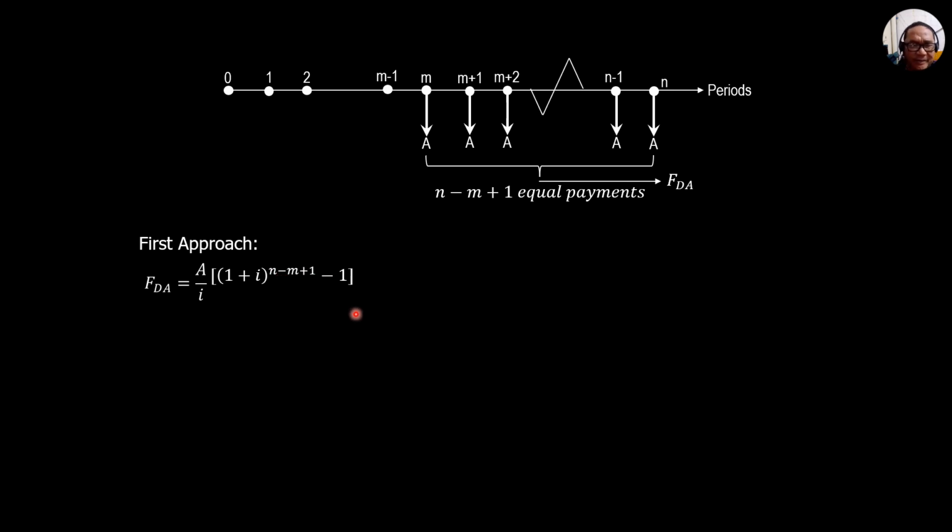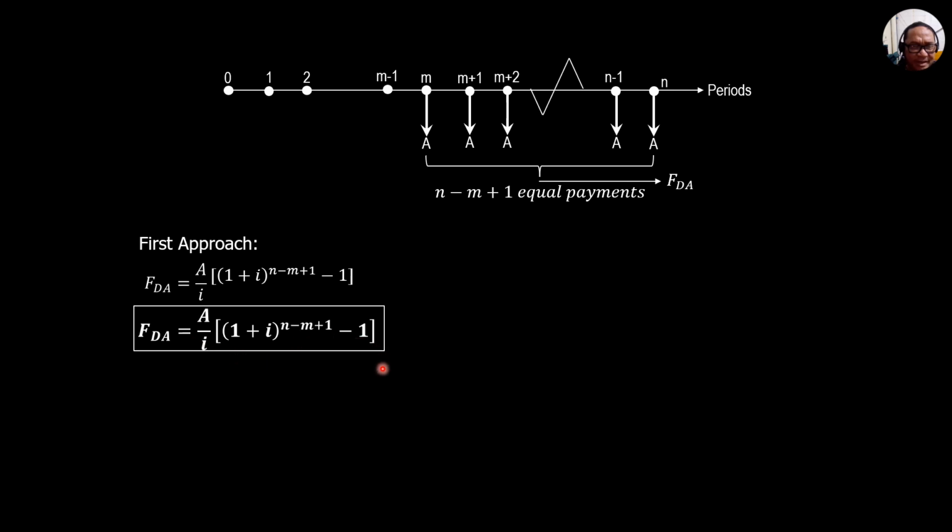So I hope that you can follow. So the formula therefore is future worth: A over i, quantity 1 plus i to the n minus m plus 1, then minus 1. So that's it. That's the formula. For the second approach, now that we have derived this future worth of deferred annuity, we're going to project it to present. That's a single amount.